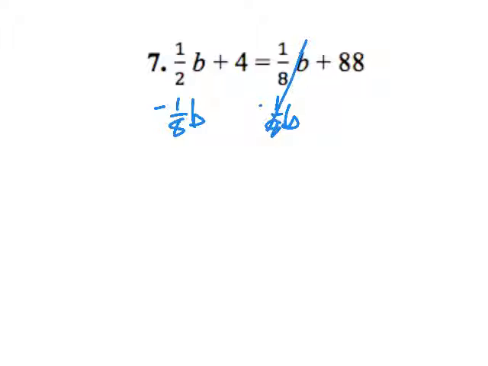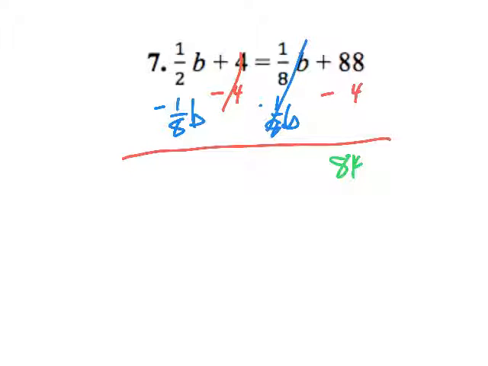And it's gone here. Secondly, I'll move the 4 to the other side, and I'll cancel it out. Now I'm going to rewrite what I've got left. And if I take 88 minus 4, I end up with 84. The hard part is taking 1/2 minus 1/8.